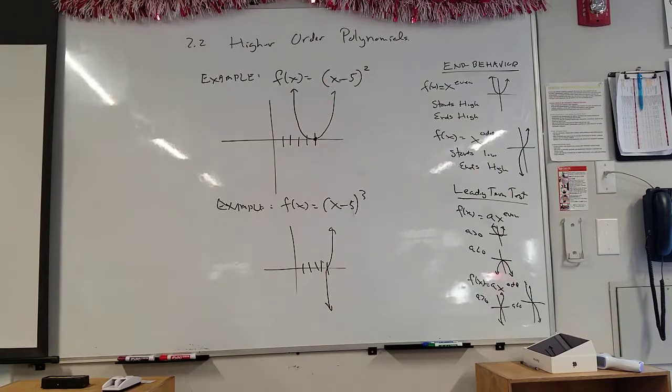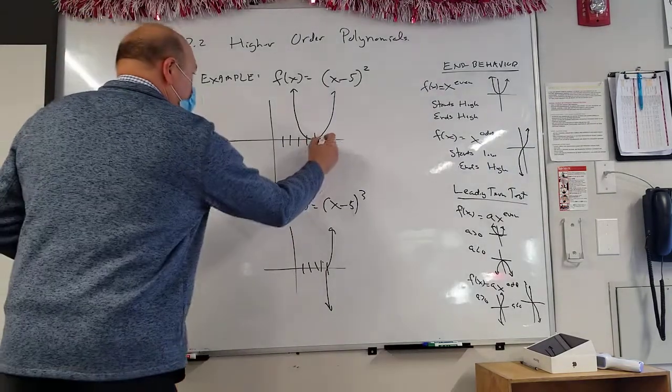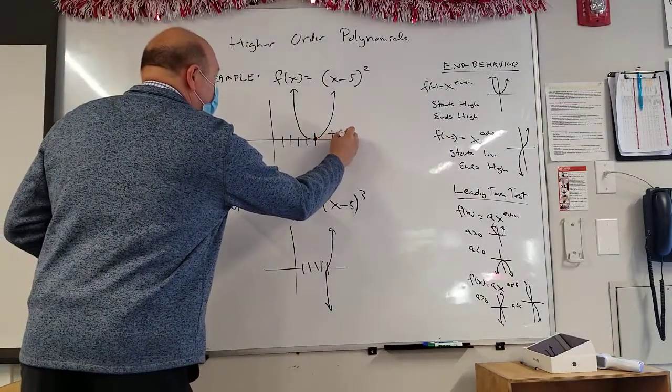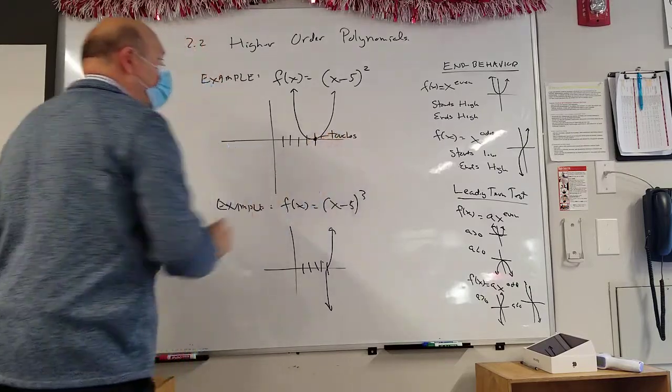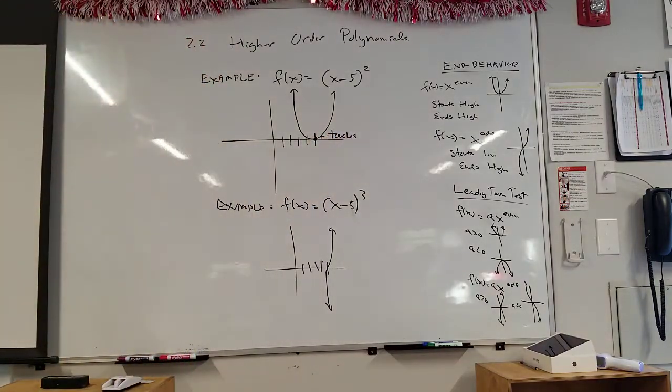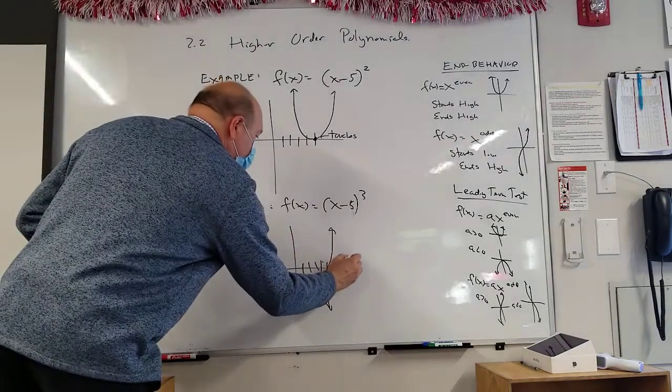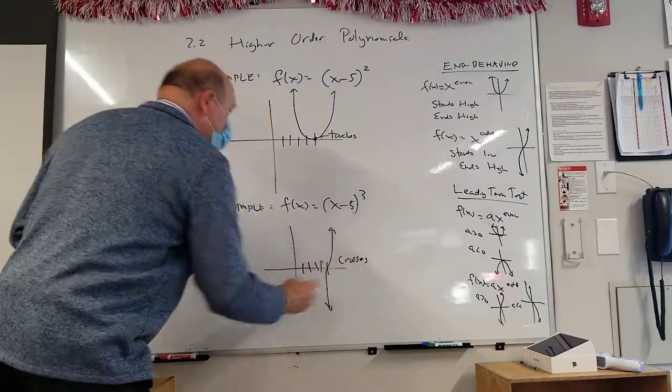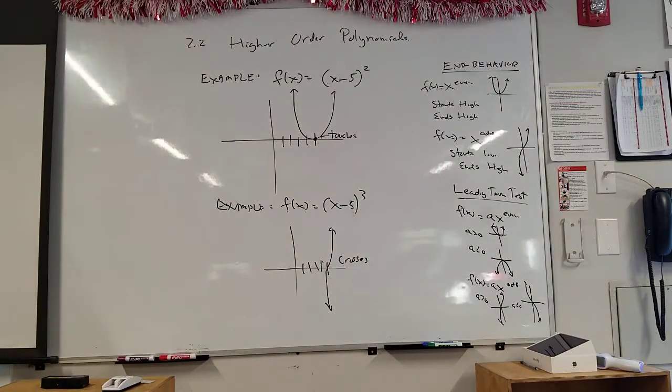I'm more interested in the fact that, look at this. This guy only touches the x-intercept. Is that right? It only touches the x-intercept. This guy crosses. Talk to me. Anybody have a little theory why that's happening? I don't know.